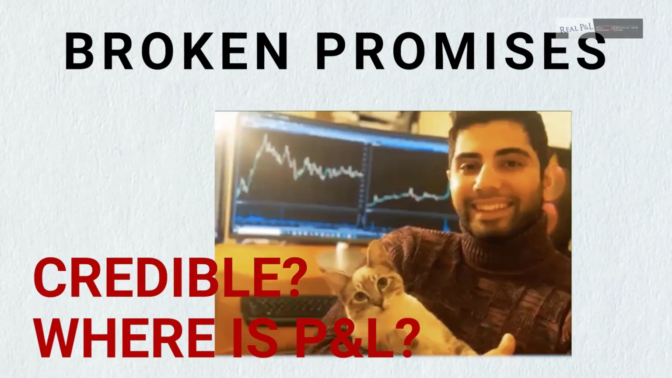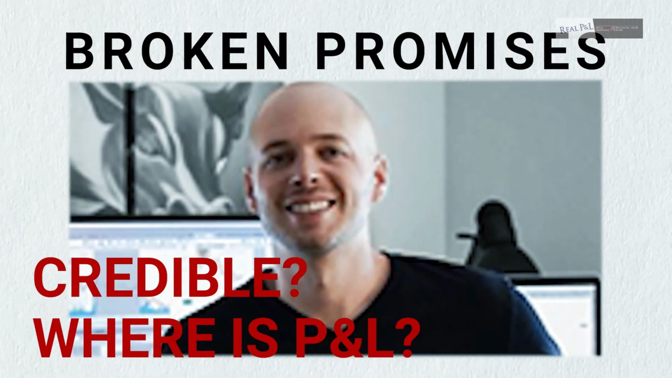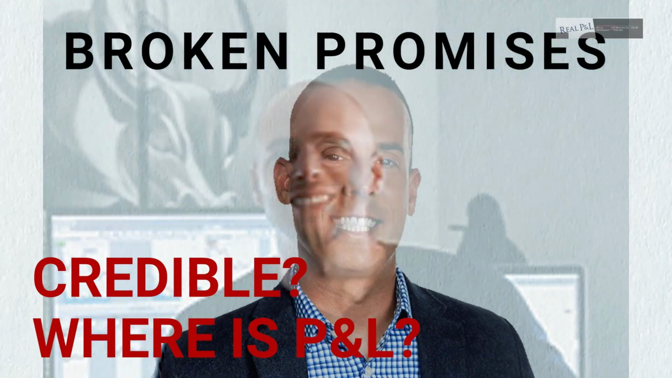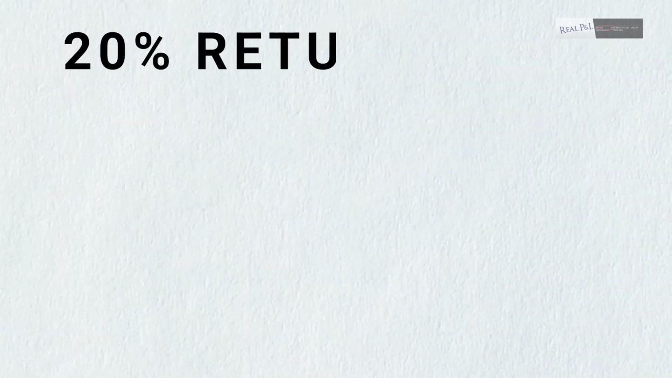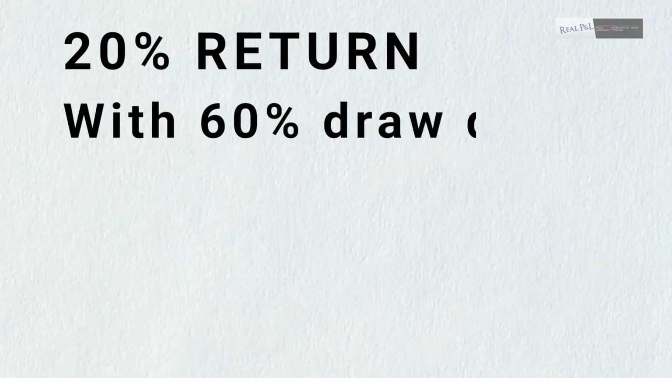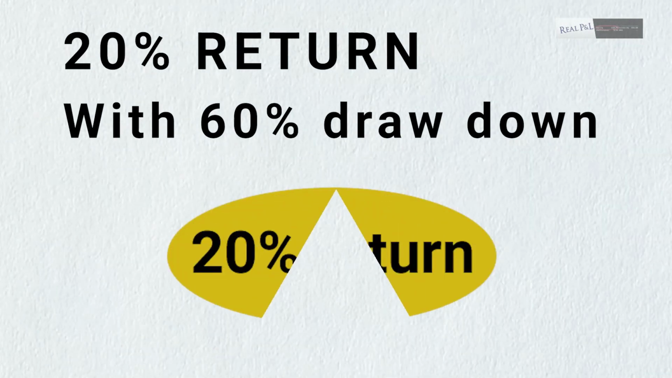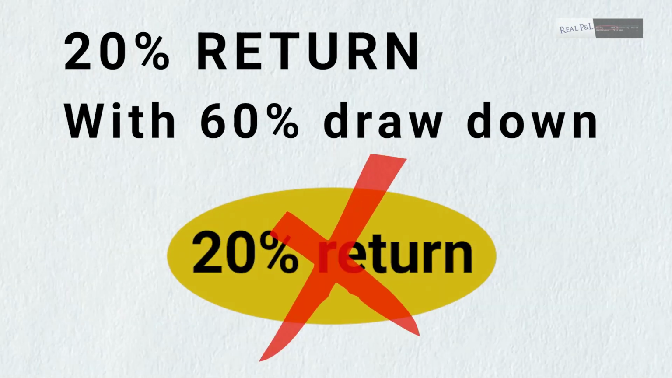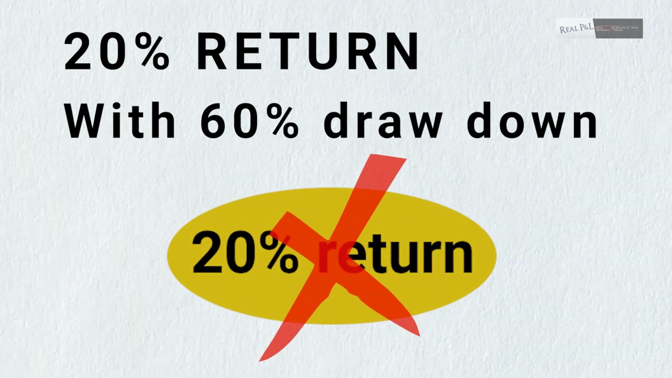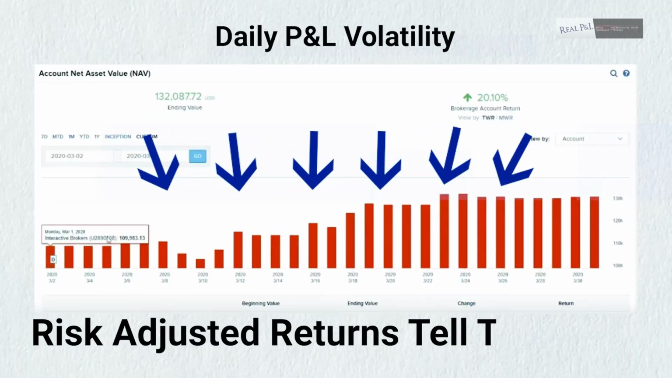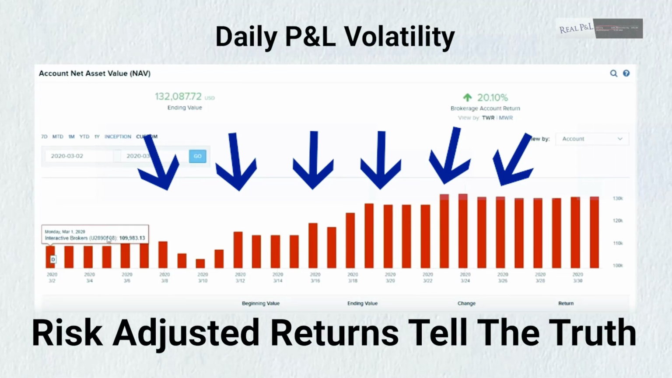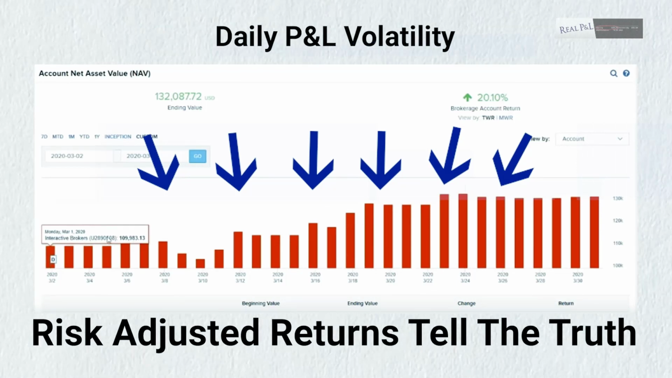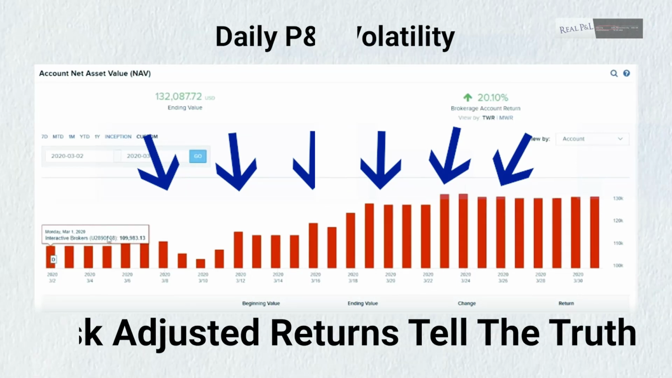Not only share P&L, but also share the account P&L volatility, which means how much did the account move up or down? If the account made a 20% return but was down 60% at one point, then the 20% return is not a good return on risk. Sharing the P&L volatility is important because risk-adjusted returns are the truth. And this is why I share my P&L and I show my daily moves of my P&L.